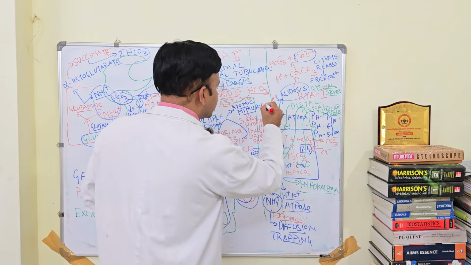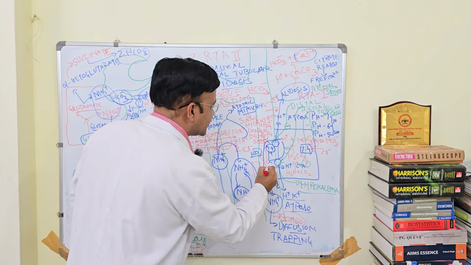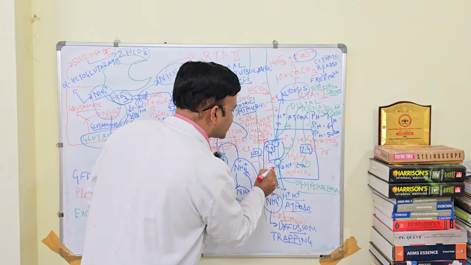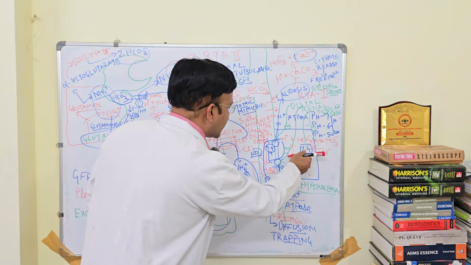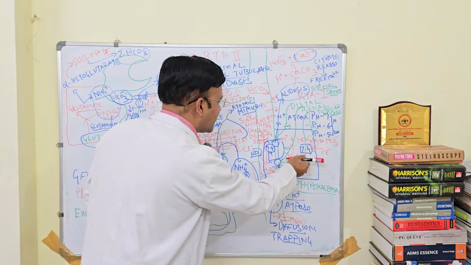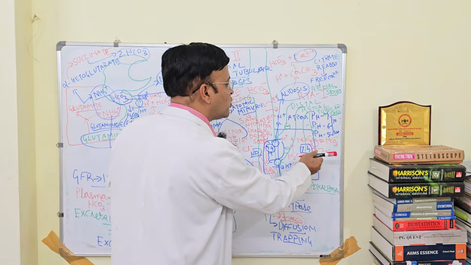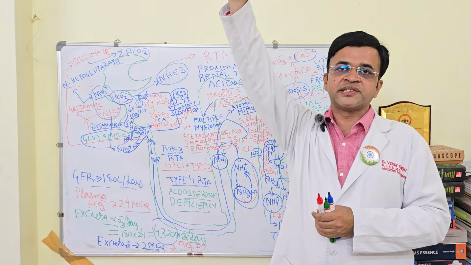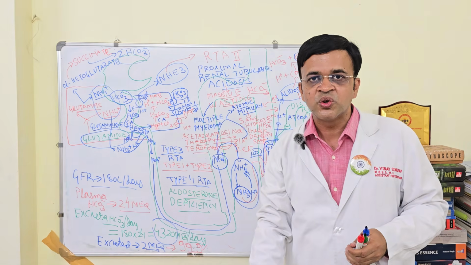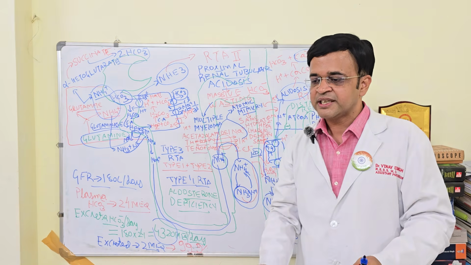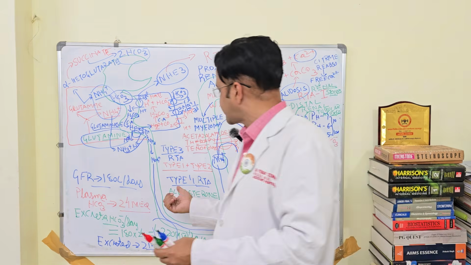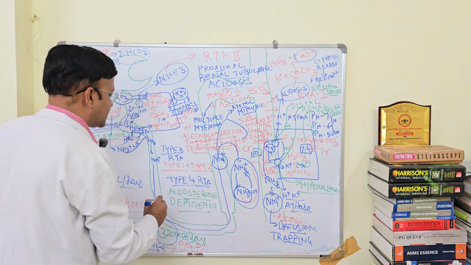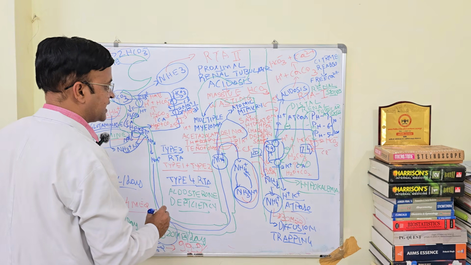If enough potassium is not excreted out, then enough potassium is not entering these intercalated cells, right? If enough potassium is not entering these intercalated cells, enough H plus is not coming out. If enough H plus is not coming out, what will it lead to? Acidosis, right? So a rise in aldosterone leads to alkalosis, but a fall in aldosterone leads to acidosis. So less aldosterone means acidosis. So type 4 RTA is characterized by aldosterone deficiency, which ultimately leads to acidosis, right?